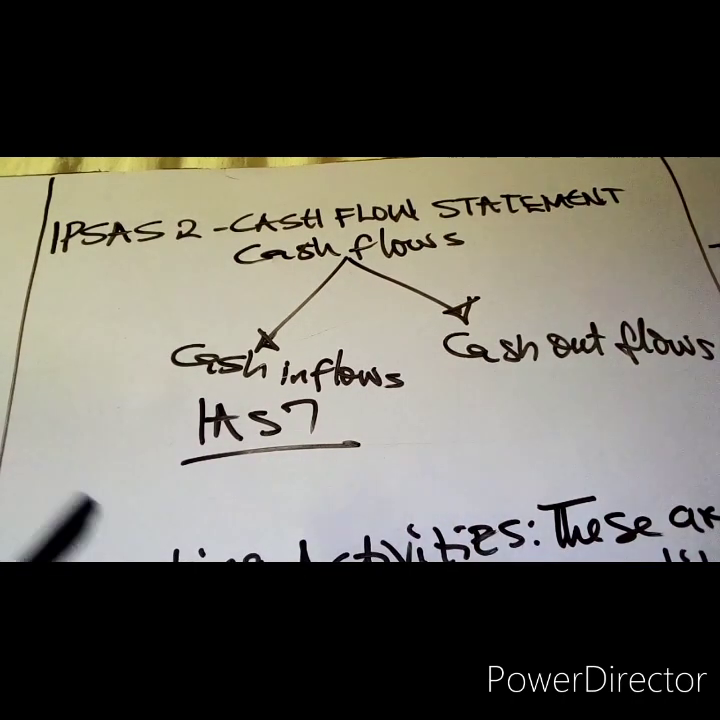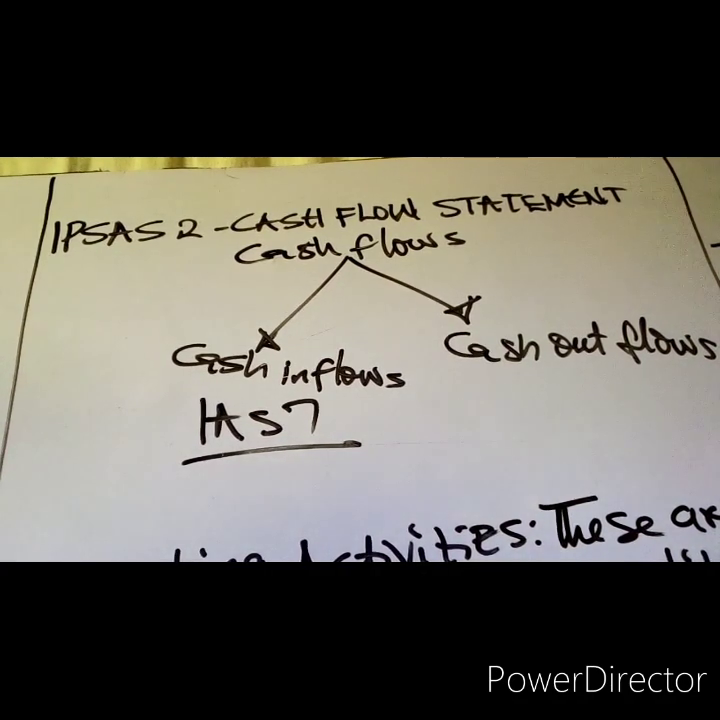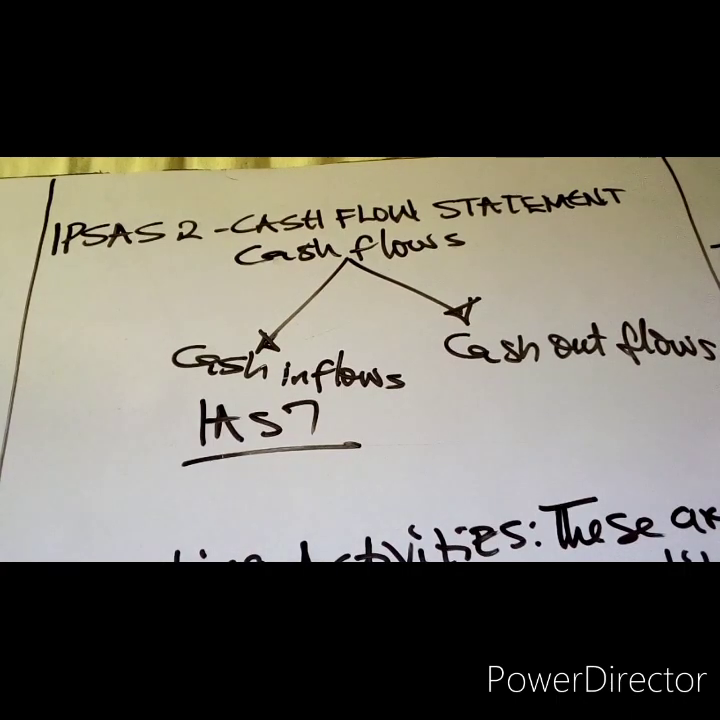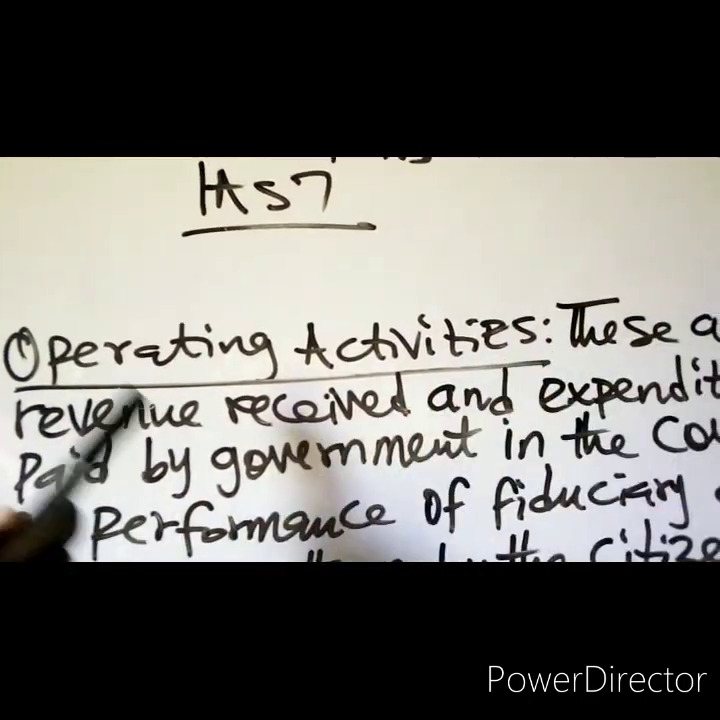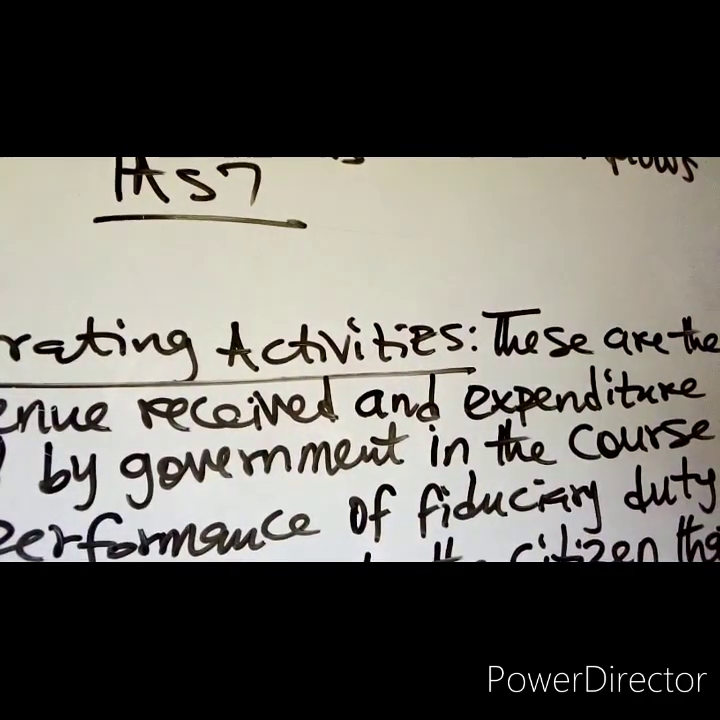So now I want to look at the heading under which statement of cash flows or cash flow statement can be prepared. The statement classifies periodic cash flows into operating, investing, and financing activities. So what do you mean by operating activities? Operating activities, these are the revenue received.